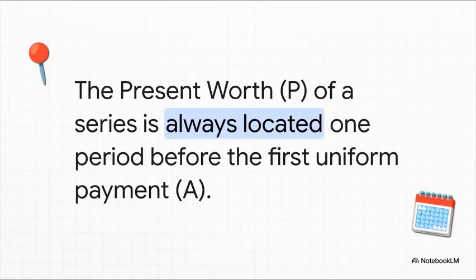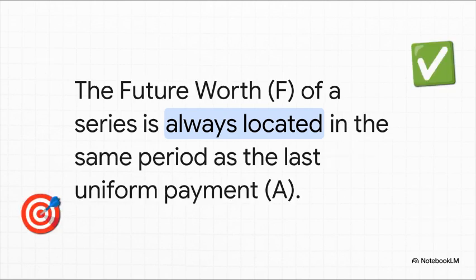Let's just visualize that first rule because it's the tricky one. So if your first payment, your first A, happens at year 4, then the present worth of that series, or P prime, is actually sitting back at year 3. It's always 1 step back. That's just how the math in the original formula was built. And here's the second rule, which is way more intuitive. If your last payment A is at year 13, guess what? The future worth F of that whole series is also at year 13. It lands right on the same spot. Easy enough, right?